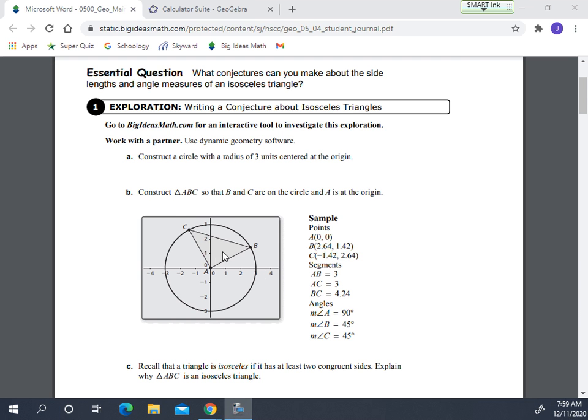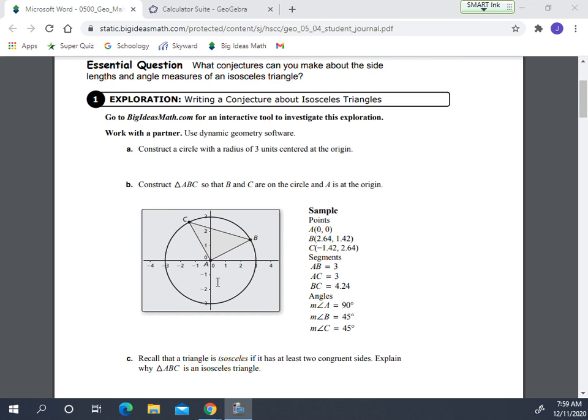Okay, so they made this circle. They then created a triangle with points B and C being on that circle, right? So it had a radius of 3. So the side lengths are 3, and they give us that over on the side here. And then they talk about the angles, and it says angle A is 90 degrees, angle B is 45 degrees, and angle C is 45 degrees. Okay, so a good example here, just to kind of look at it.